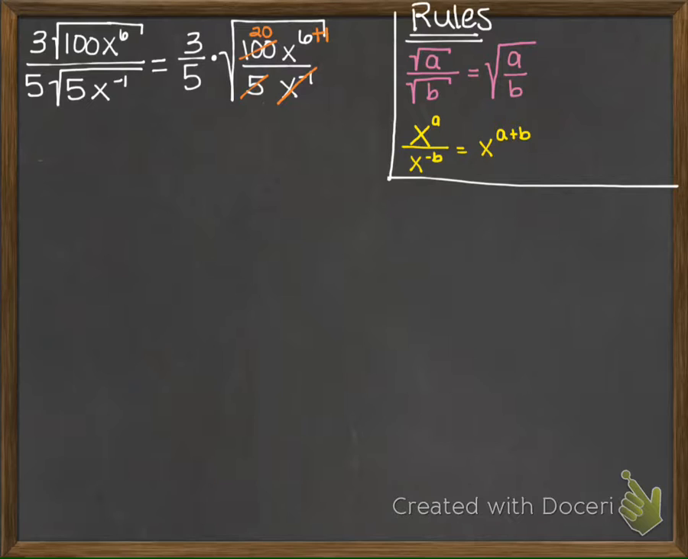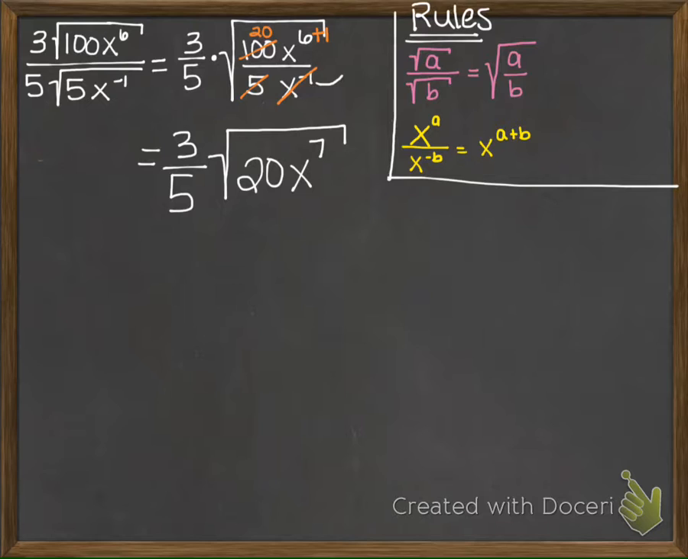So rewriting this statement, this is equal to 3 over 5 times the square root. There's nothing left in the denominator anymore, so I just have the square root of 20 times x to the 7th now, because this negative exponent moved up into my numerator.